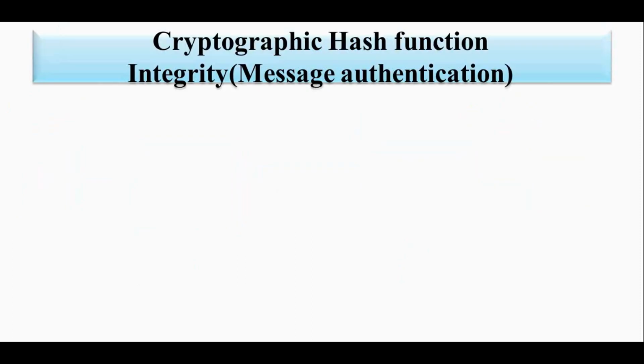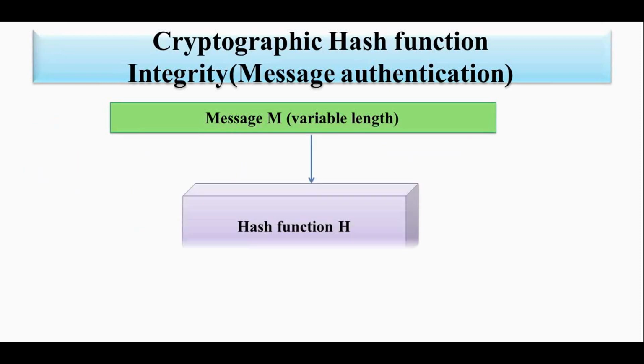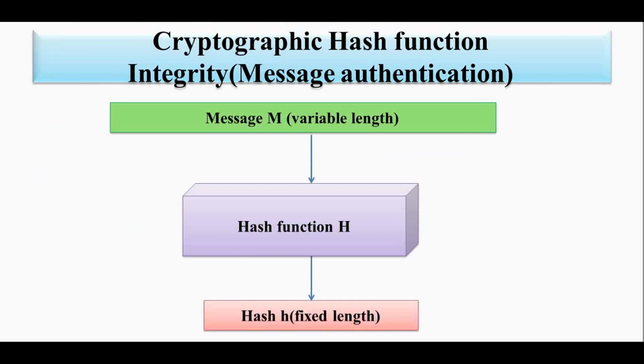And the third type is the hash function to ensure integrity. That is, the message is not altered in between. In order to ensure that, we use the hash function. Let us take an example message M. It can be of any variable length. You have a hash function that has some requirements. The output of the hash function will be a hash value which is of fixed length. This is a simple mathematical representation of a hash function.